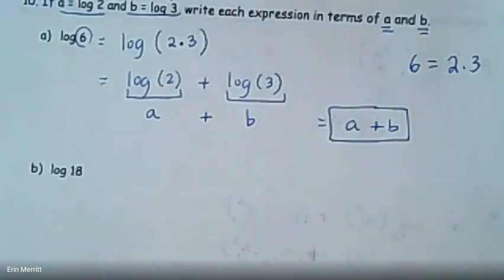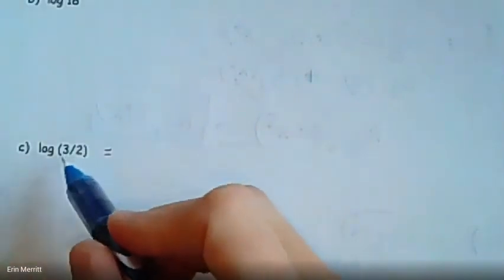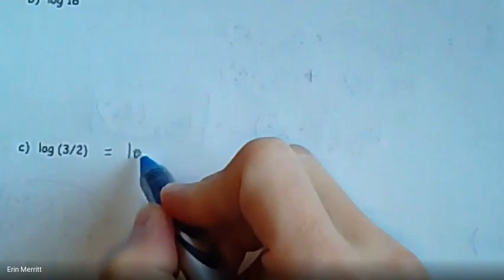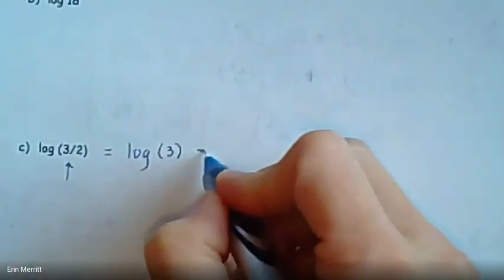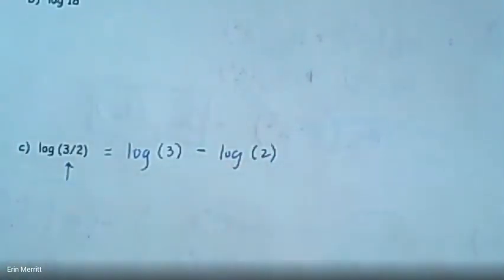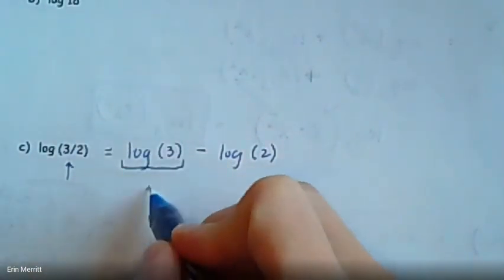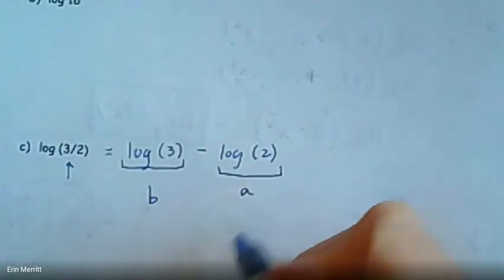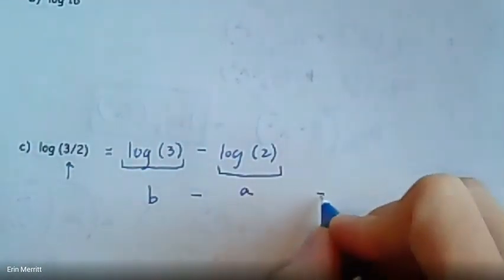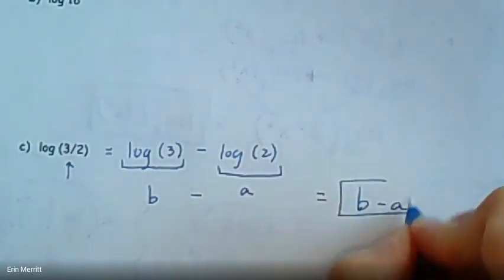Some of these, there's different ways that you can do it. Like a simple one would be, if I'm looking at C, nothing super crazy there. All I have to do is be able to separate it into 2 separate logs. So since I have log of 3 halves, this is division. We know that that means you subtract exponents, so we subtract the logs. So this is log of 3 minus the log of 2. And then I can plug in, that's B, that's A, minus sign in between. So this is literally B minus A.